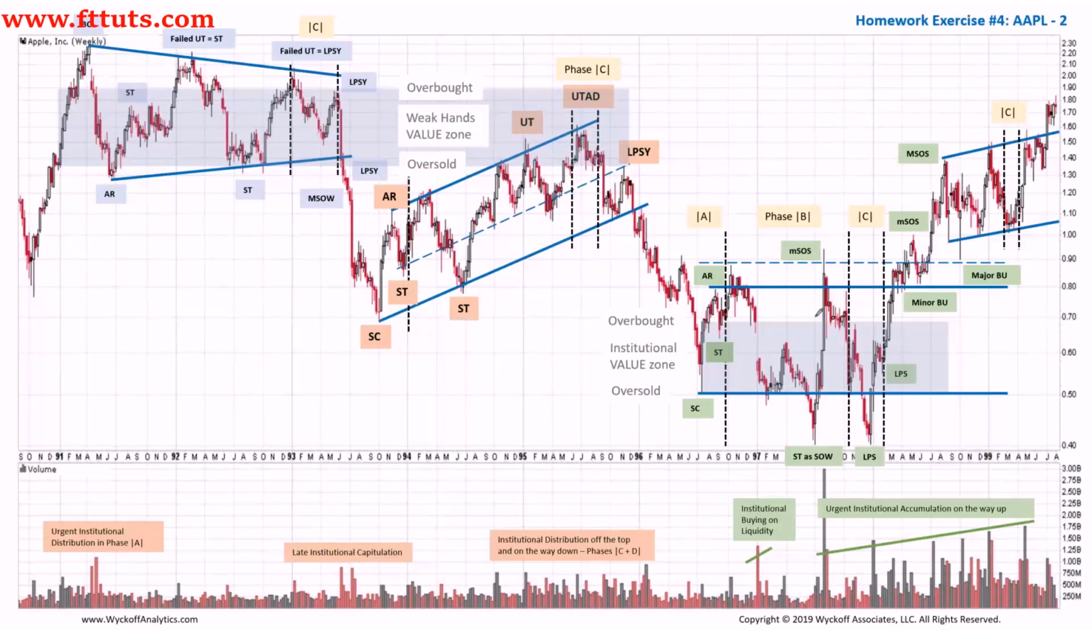All right, let's go to the questions on this. Third trading range, phase C, not a spring, as a question.